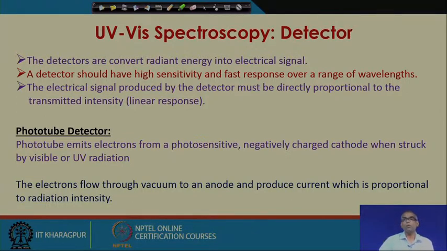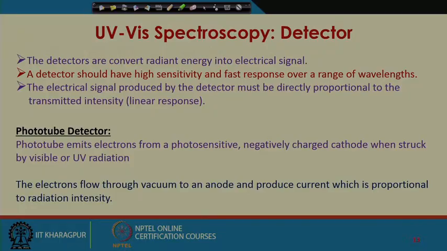Here we will talk about two types of detectors. The first is the phototube detector. The phototube emits electrons from a photosensitive negatively charged cathode when struck by visible or UV radiation. The electrons flow through a vacuum to an anode and produce current which is proportional to radiation intensity.